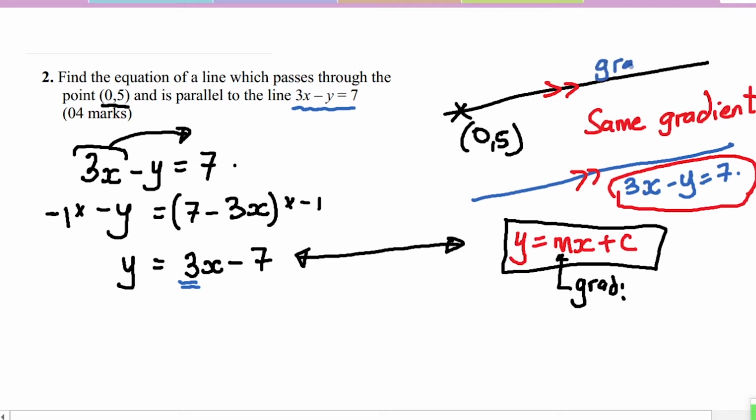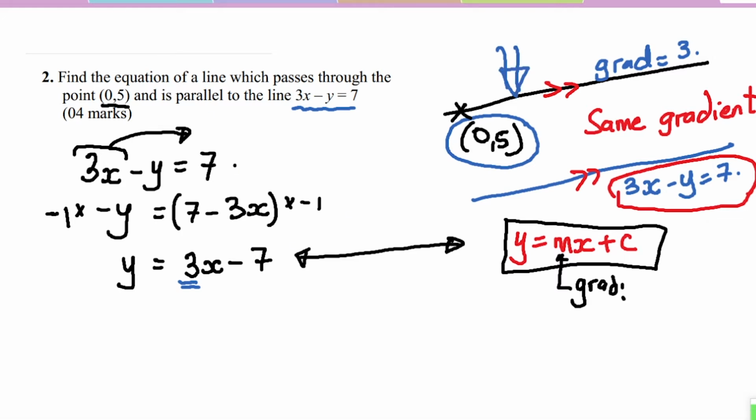So we know that the gradient here is 3. The gradients are the same since they are parallel lines. So they are asking us to find the equation of the line that is passing through that point. So already for this other line, we have the gradient and also we have 1 point. So how do we find the equation of this line? To find the equation of that line, we shall say that we know that y is equal to mx plus c for that line that we are looking for, the black line.